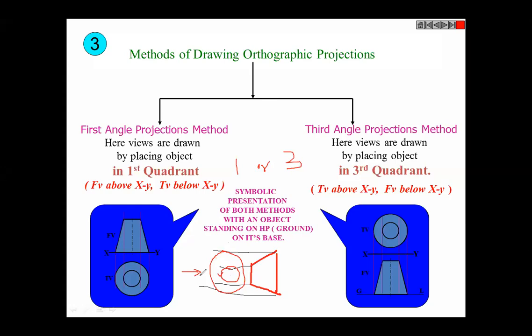Correct. Now one question out of this. The symbol I have drawn is in third angle projection, which is correct. Now I want to convert it into first angle. Can I do that? Can I convert this symbol into first angle?